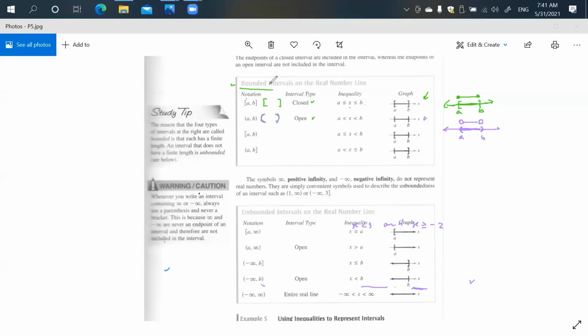Okay, so the third one, you see the third one. One close, one open. That means A is included. For example, I have close at 2 like this, and open at maybe 4 like this. This one close, and this one open. So you replace A with the number 2, and B with the number 4. Everyone get it? In this case, number 3, left hand side closed, right hand side open.